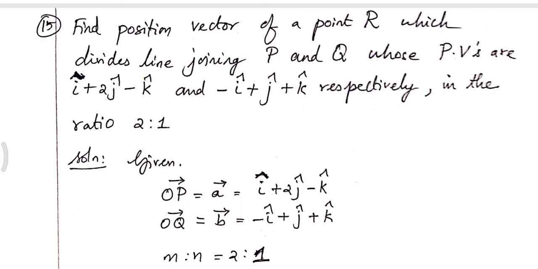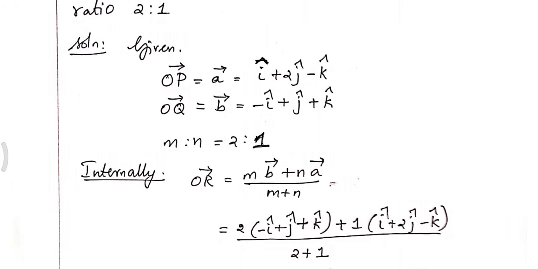15th one. Find the position vector of a point R which divides the line joining P and Q, whose position vectors are I cap plus 2 j cap minus k cap and minus I cap plus j cap plus k cap respectively, in the ratio 2:1. So we are going to take the position vectors as OP vector. For simplification, I have written it as A vector, and OQ vector I have taken as B vector. The given ratio, I am taking it as M is to N.